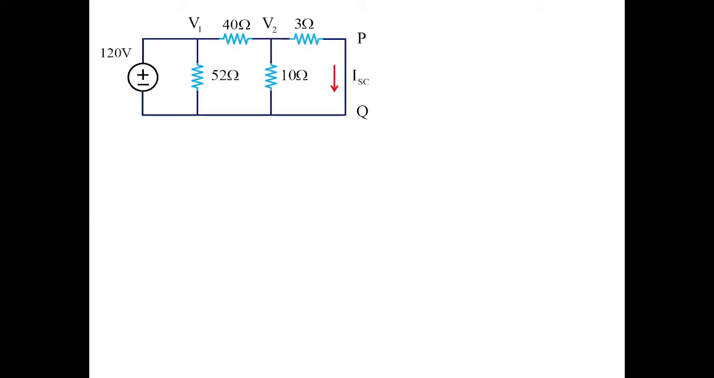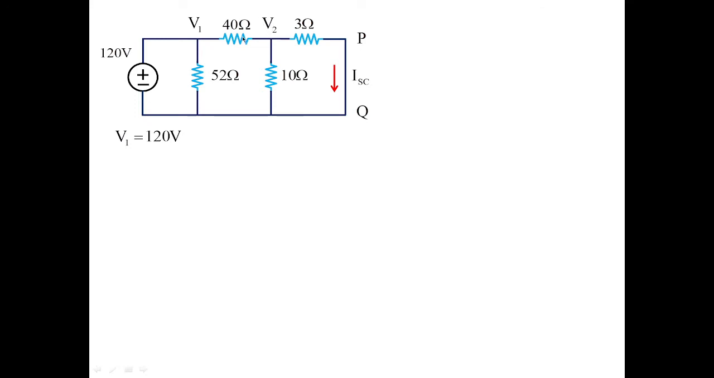So let us start with the problem. Here I am taking node analysis. I am identifying the node voltages as V1 and V2. By clear inspection, 120 volts is parallel to 52 ohms, so V1 will be equal to 120 volts. Is this clear? Yeah. Now we need to apply node analysis at this point, which is designated by V2.